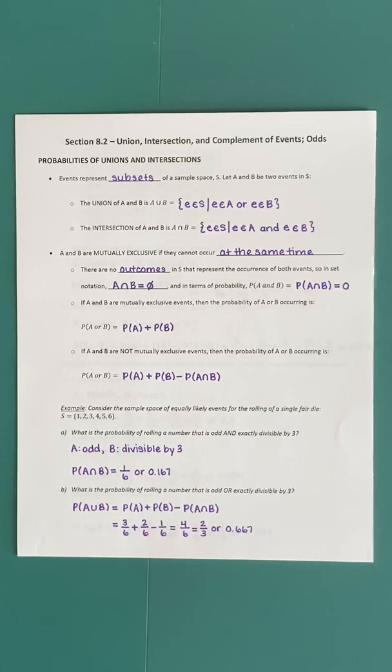So an experiment we can think of as a particular action being performed. The sample space is all the different possible outcomes for that action, and then events are specific outcomes within the sample space. So we're going to let A and B be two events in our sample space.